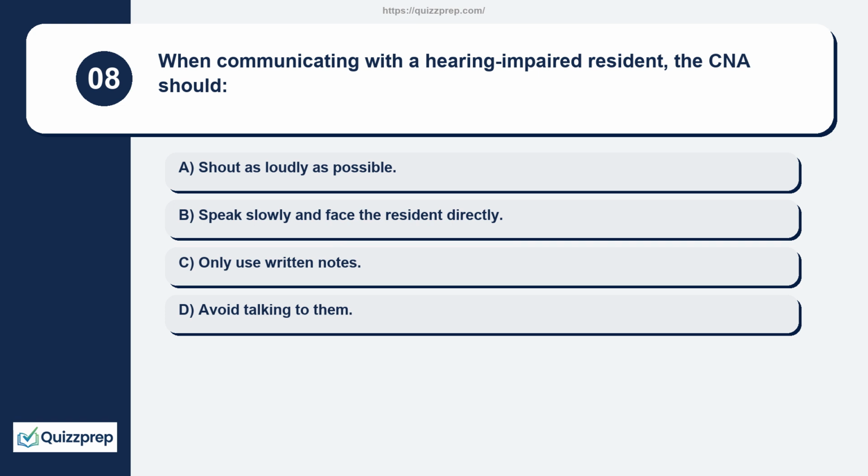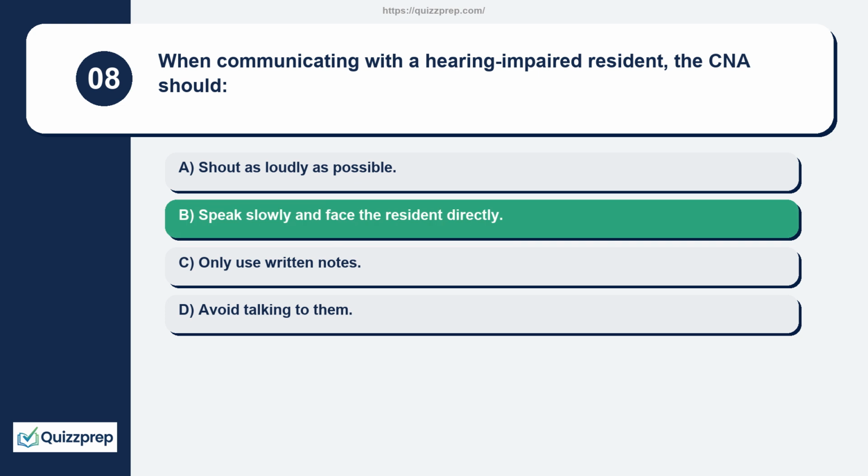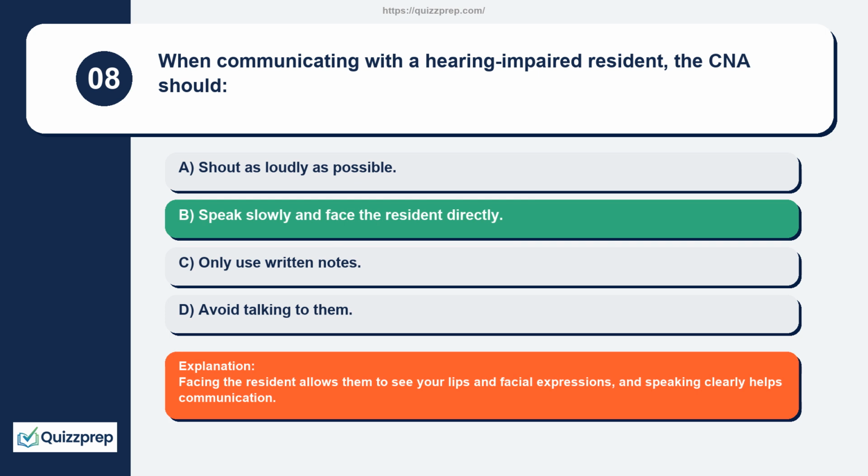Question 8. When communicating with a hearing-impaired resident, the CNA should shout as loudly as possible. Speak slowly and face the resident directly. Only use written notes. Avoid talking to them. Facing the resident allows them to see your lips and facial expressions, and speaking clearly helps communication.